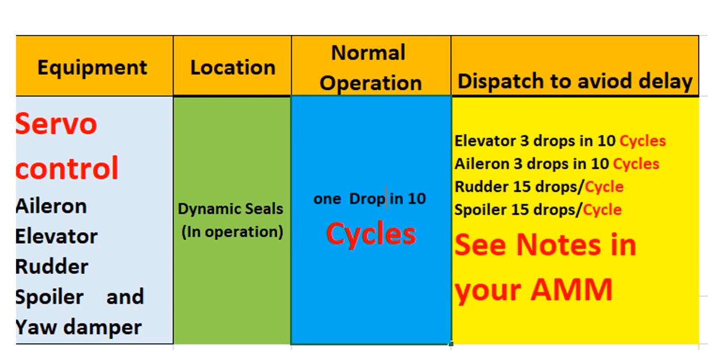For dispatch, to avoid the delay, the elevator, 3 drops in 10 cycles. The aileron, 3 drops in 10 cycles. The rudder, 15 drops per cycle. Spoiler, 15 drops per cycle. Please take care from the notes in your aircraft maintenance manual.